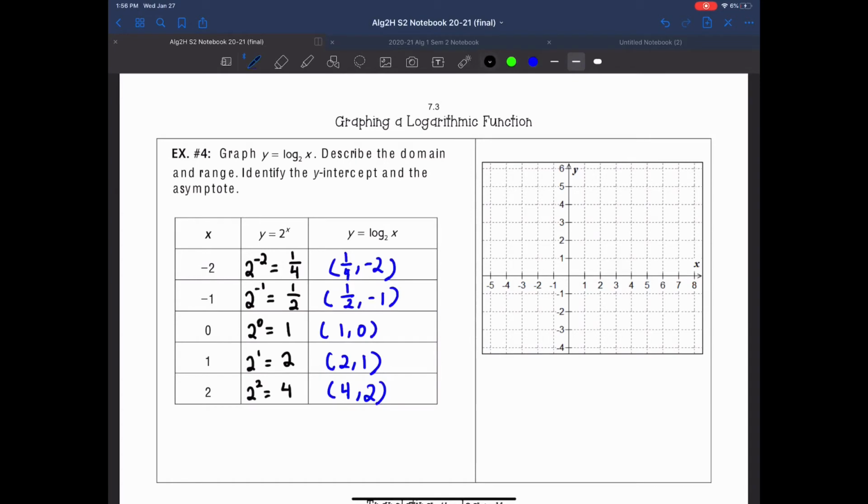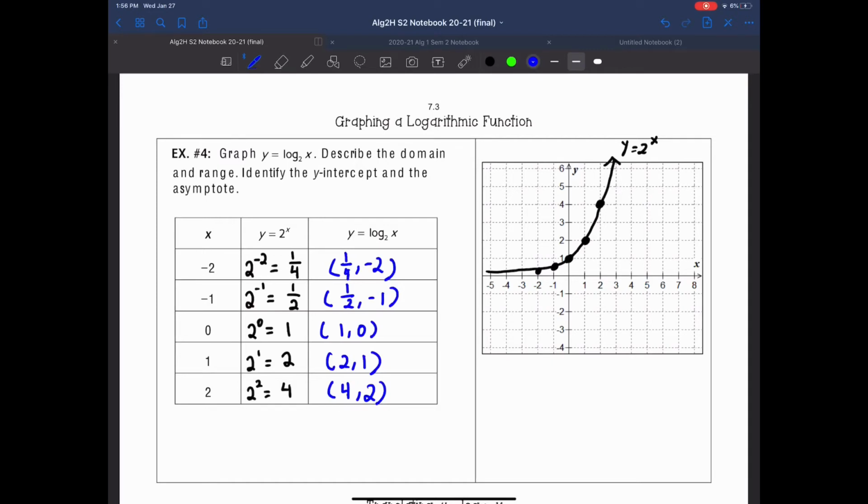Let's go ahead and graph both of these on the coordinate plane so we can see what's happening. First things first, I'm going to plot my inverse function. So I have -2 comma 1/4. That's going to be right about here. Then I have -1 comma 1/2, that's right about here. Then 0 comma 1, 1 comma 2, and 2 comma 4. This is going to be the graph of the inverse function, y equals 2 to the power of x. Now let's go ahead and graph the actual function.